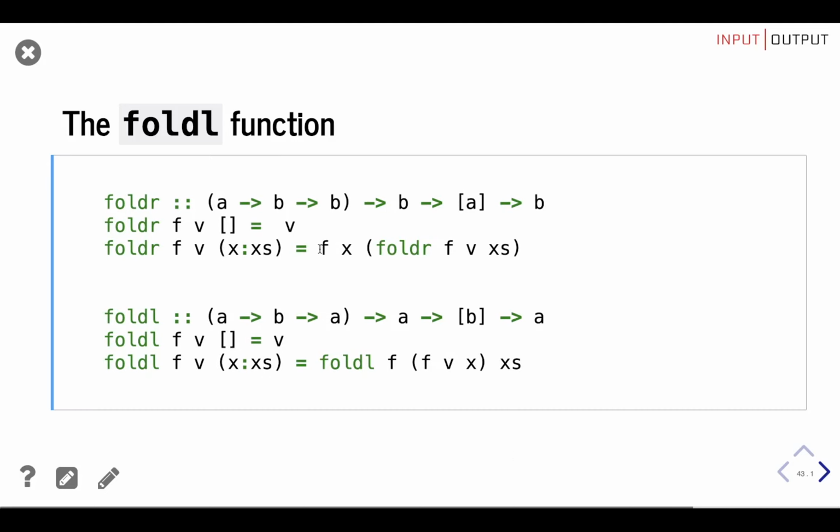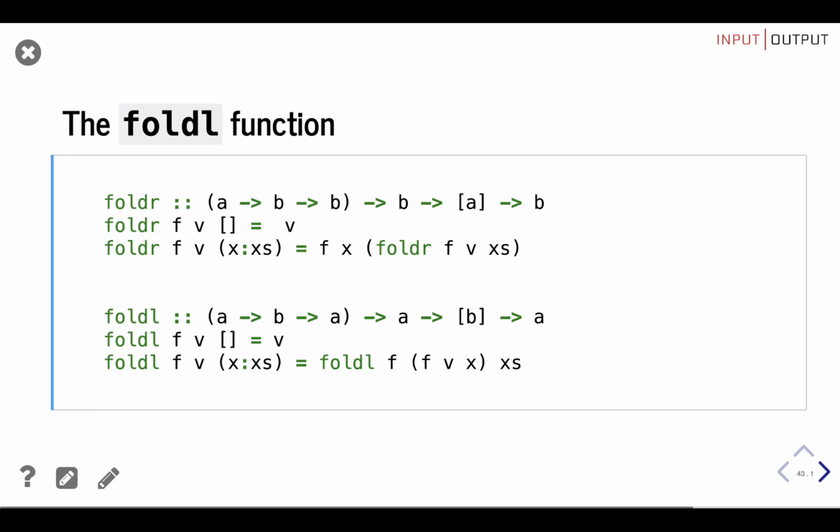In the foldr case, we apply the function to the first element, and then the second parameter is the recursive call of foldr. But in foldl, the recursive call is at the very beginning with the same function, but with the modified second parameter and modified list. This second parameter is usually called the accumulator because it accumulates the changes.